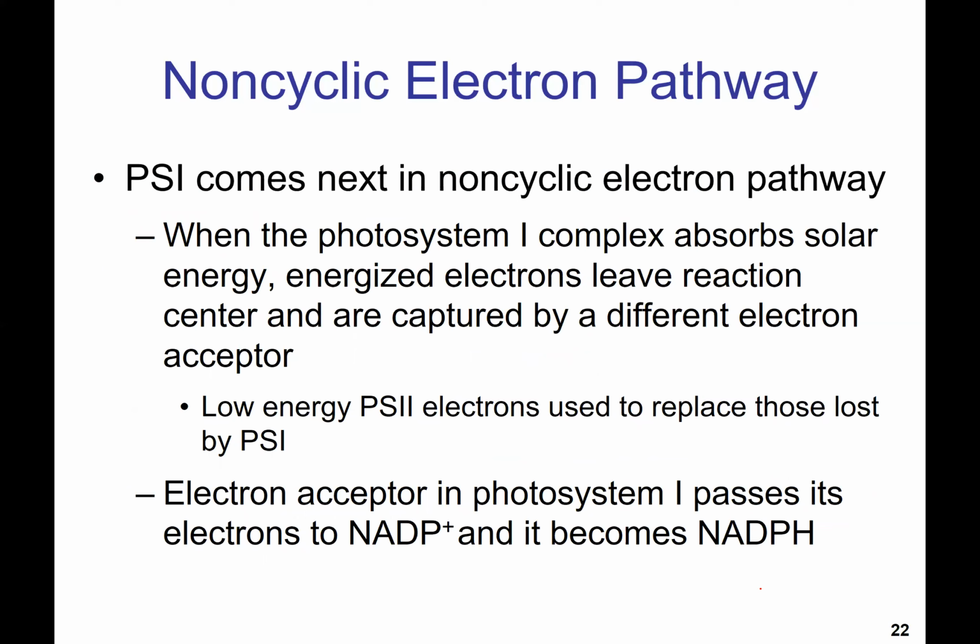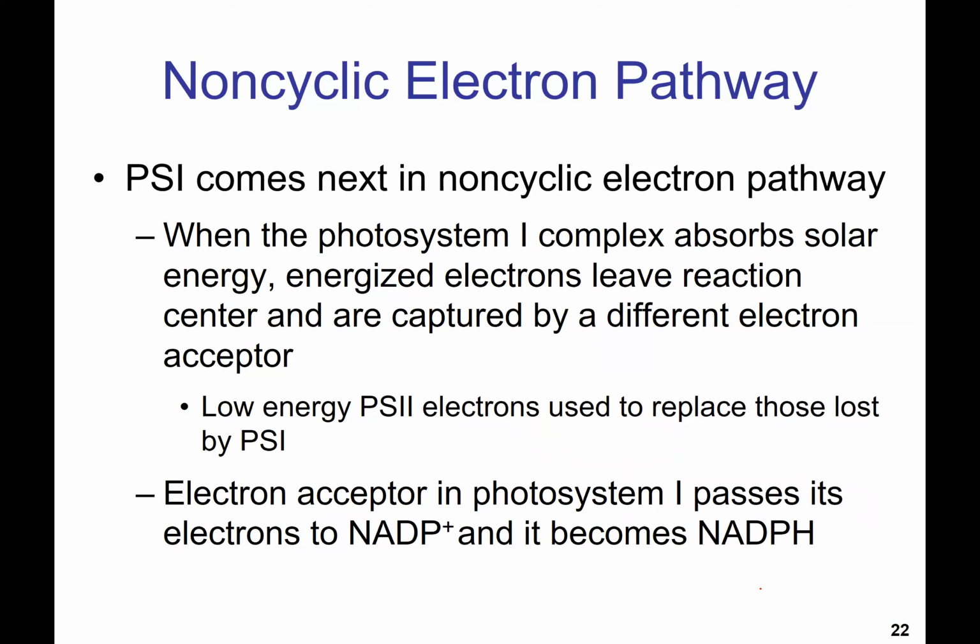Okay, photosystem 1 comes next. Photosystem 1 and 2 were named in the order that they were discovered. Photosystem 2 was discovered first, but it actually comes first in the non-cyclic electron pathway. I'll show you a picture in a second that describes it and shows it visually, but photosystem 2 comes first. You need to know that, okay?